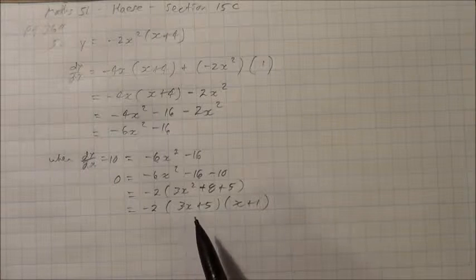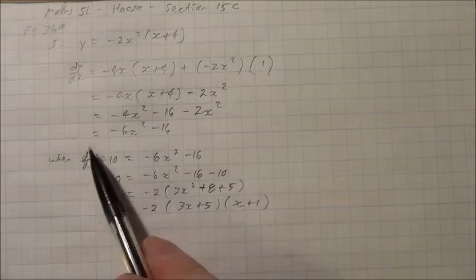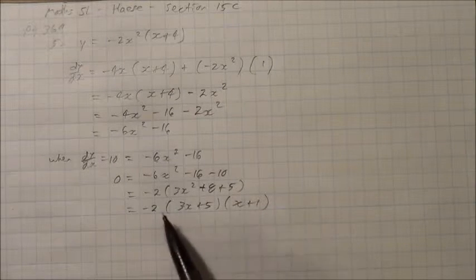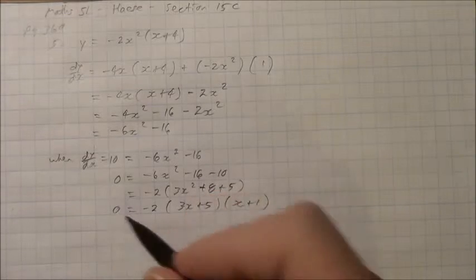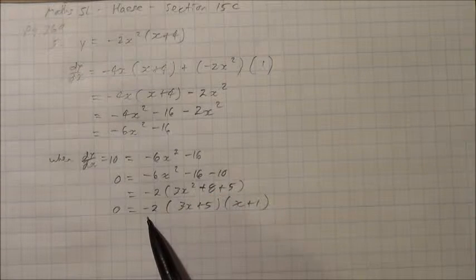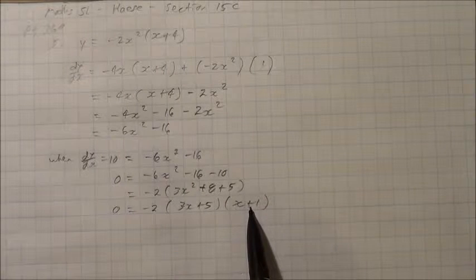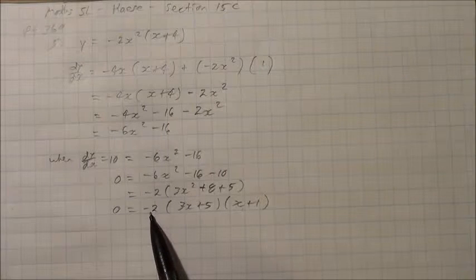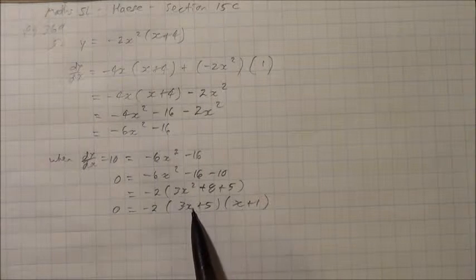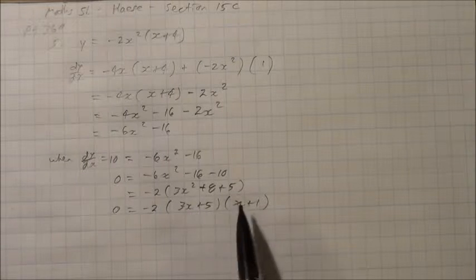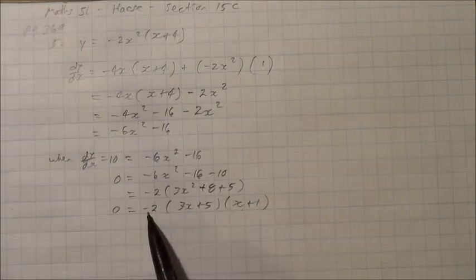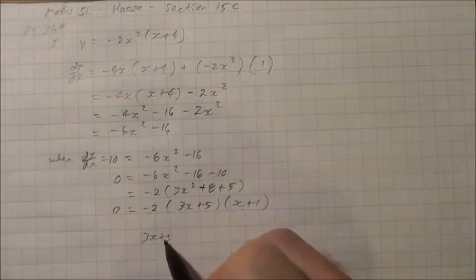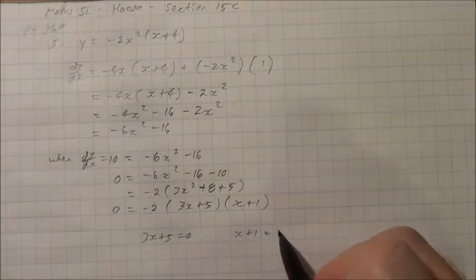Okay, so I want to find out when this derivative, the x values when the derivative equals 10. I factor that in, and then because this is all equal to 0, we now have 3 factors, negative 2, 3x plus 5, and x plus 1. And if those 3 factors multiply together to give 0, either negative 2 equals 0, which we know cannot happen, or 3x plus 5 equals 0, or x plus 1 equals 0. If any one of those is 0 and we multiply them together, the result is going to be 0. So I'm going to set 3x plus 5 equal to 0 and x plus 1 equal to 0.